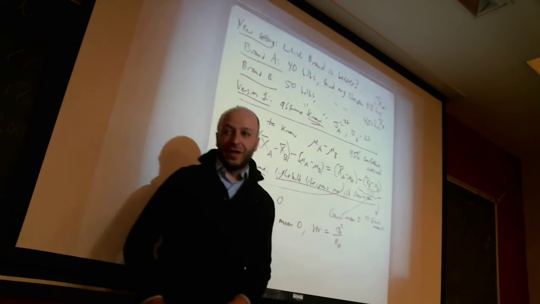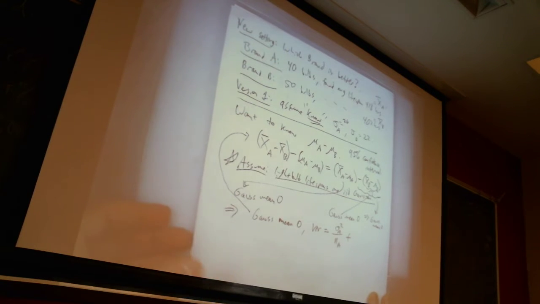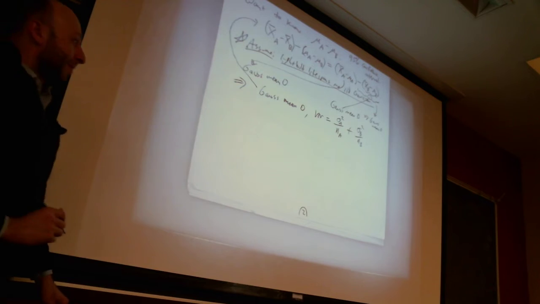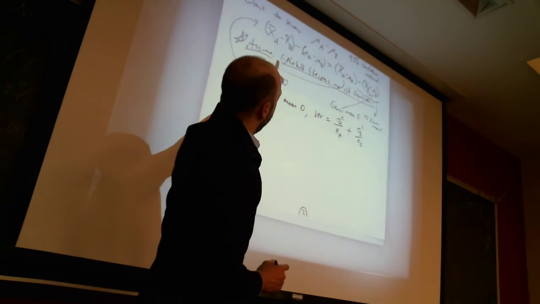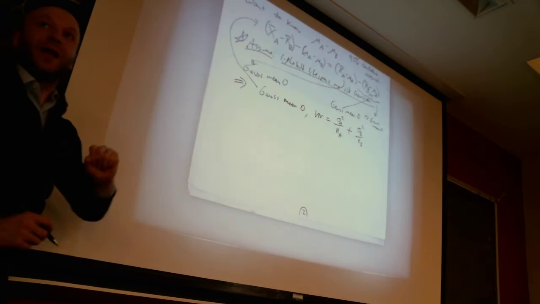And what's the variance of this one? Yeah, exactly. Same thing. Sigma b squared over NB. Okay? So that thing is a mean 0 Gaussian random variable with this variance.